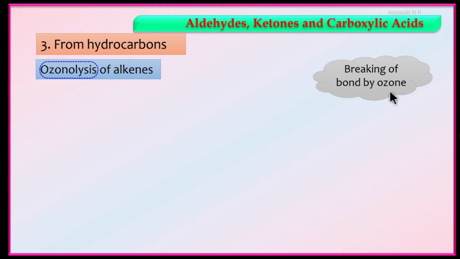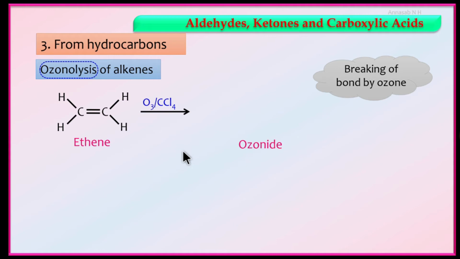So breaking of bonds by ozone is called ozonolysis, or addition of ozone is ozonolysis. So we have an alkene, it is ethene, which is treated with ozone in presence of carbon tetrachloride. There is a formation of ozonoid. So this double bond changes to CH2 groups as they are, and we are adding 3 oxygen atoms, and they are linked to carbon atoms in this manner. So a 5-membered cyclic compound is formed. It is an adduct, it is ozonoid.